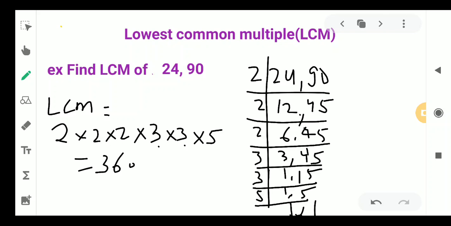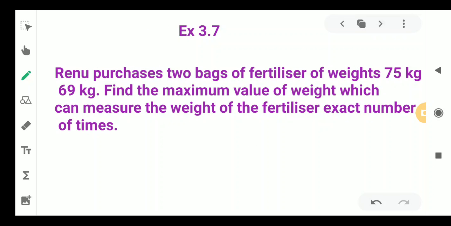Now let me take some word problems. Reenu purchases 2 bags of fertilizers, weighing 75 kg and 69 kg. So she has purchased two types of bags whose weights are 75 and 69. Find the maximum value of weight which can measure the weight of the fertilizer an exact number of times. Now she has purchased two different quantities of bags, 75 and 69. Now we have to find the maximum value of weight which can measure the weight of the fertilizer an exact number of times. Means we have to find the greatest number.